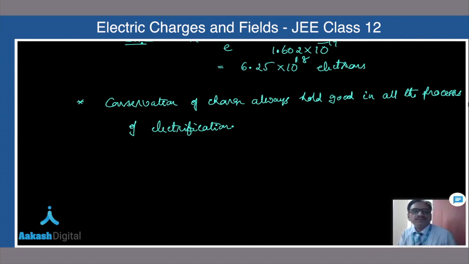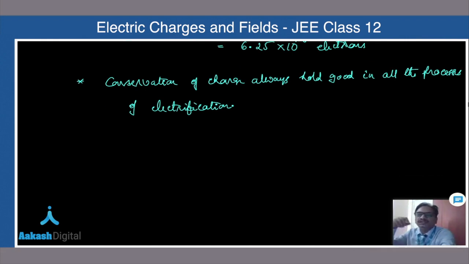Even in the nuclear and chemical reactions, whatever reactions we consider, conservation of charge holds good. So in this process also, conservation of charge holds good. See carefully. Consider the glass rod and silk cloth, which are both initially electrically neutral. So what is the total charge? 0. Now when the glass rod is rubbed against the silk cloth, the glass gets a positive charge and the silk cloth gets a negative charge.